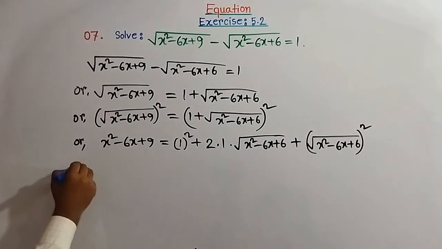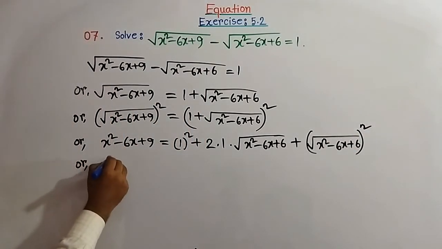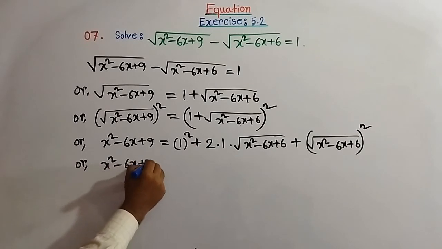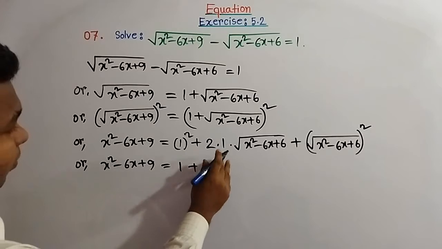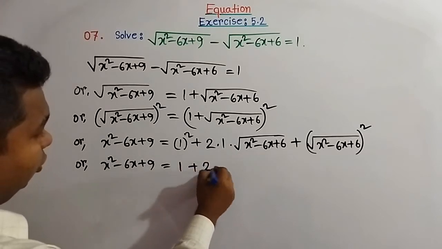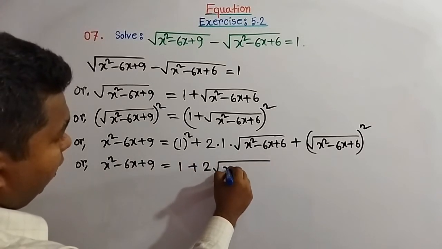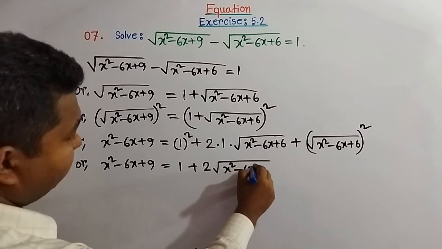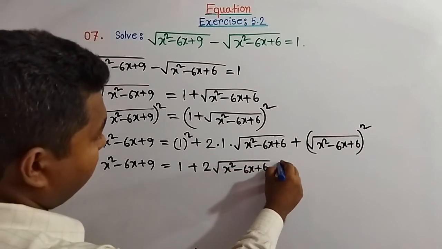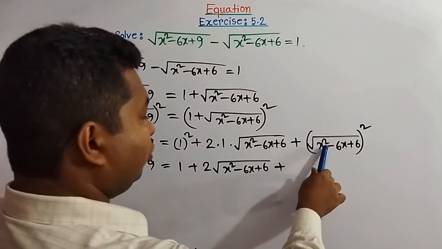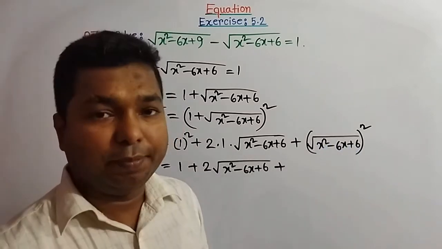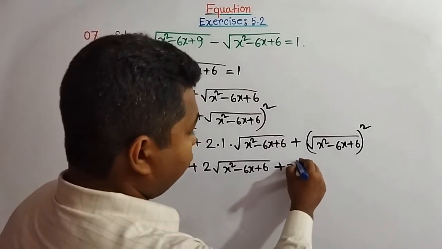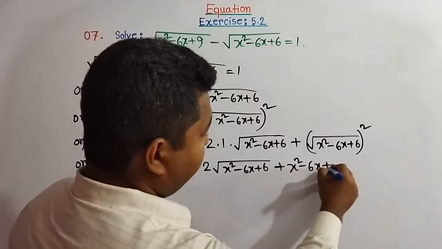Then x square minus 6x plus 9 equal to, here 1 square equal to 1, then multiplying this we will get 2 square root of x square minus 6x plus 6, then plus square root of x square minus 6x plus 6 whole square equal to x square minus 6x plus 6.